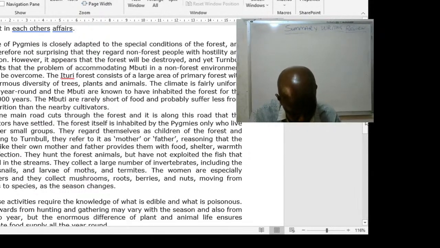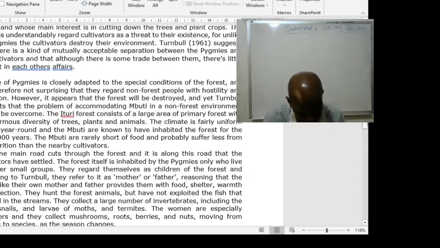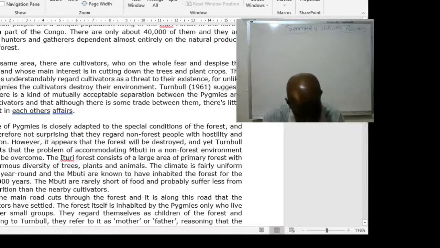I think those are the values. It is their place where they get food from. They cannot get food from anywhere else. It is their home. It is their shelter. It is their warmth. It is everything to them. So to me, that is one of the reasons Turnbull thinks that the forest is of value to the pygmies.